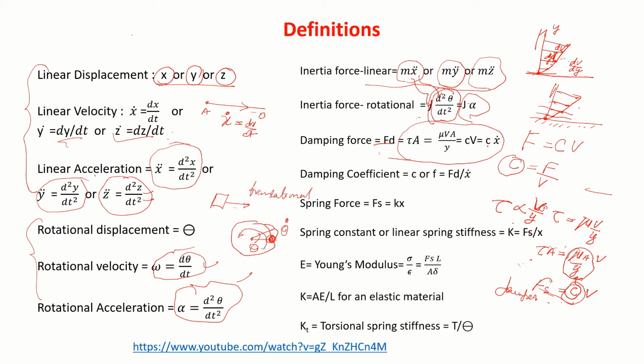You see here, if you want to increase the damping coefficient value, you can see damping coefficient is nothing but mu A by y. Even if you have a particular fluid whose absolute viscosity mu is constant, by varying the shear area and this y value, we can always vary the value of C. That is damping. It basically dissipates energy.